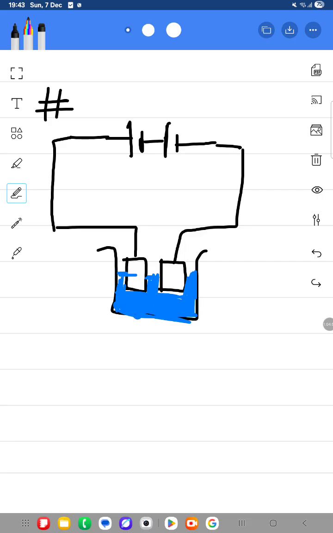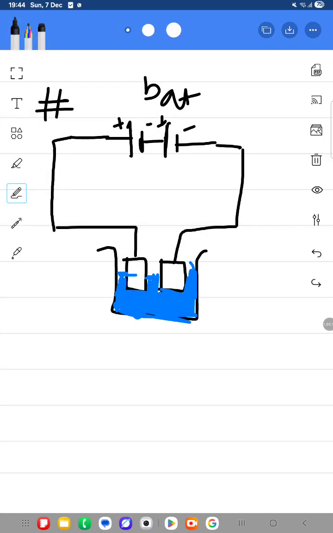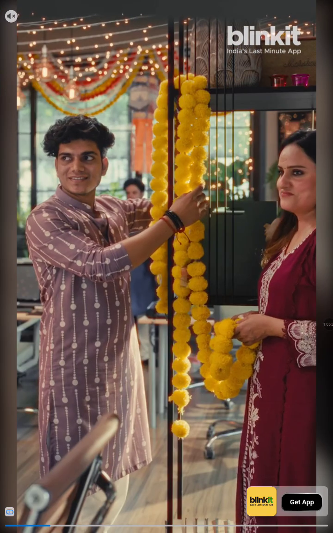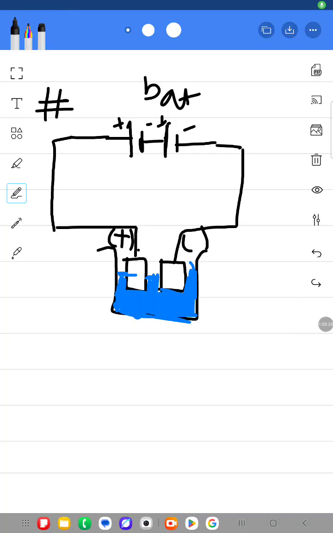Let us make it fully. Now here, this is a battery. These are electrodes. This one is positive, it is the anode, and this one is negative, it is the cathode.